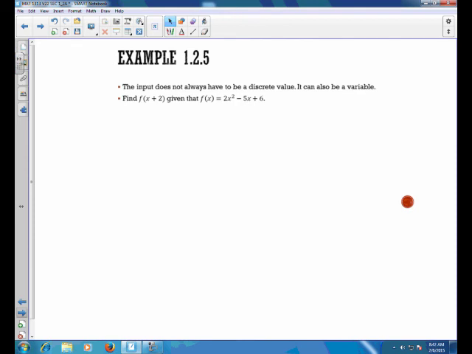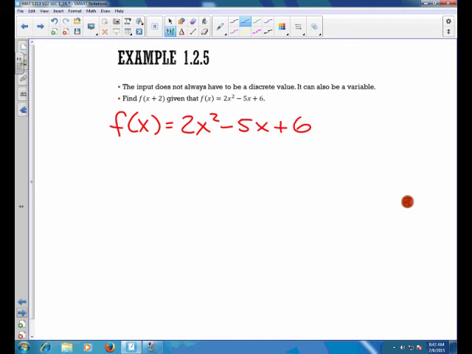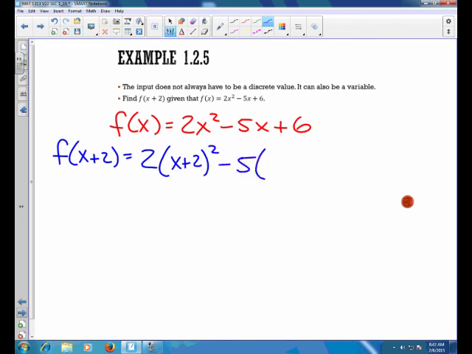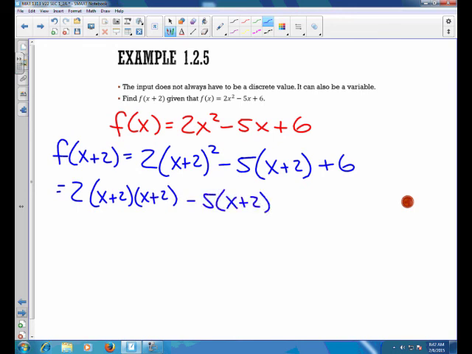So for example, we're given f of x is equal to 2x squared minus 5x plus 6. And we want to find f of x plus 2. Well, to find f of x plus 2, we're just going to plug in x plus 2 for x. So that's going to be 2 times x plus 2 squared minus 5 times x plus 2 plus 6. So just rewriting this, we get 2 times x plus 2 times x plus 2 minus 5 times x plus 2 plus 6.